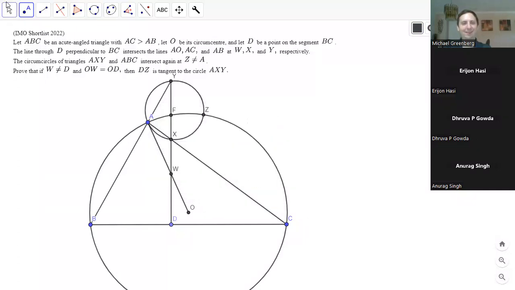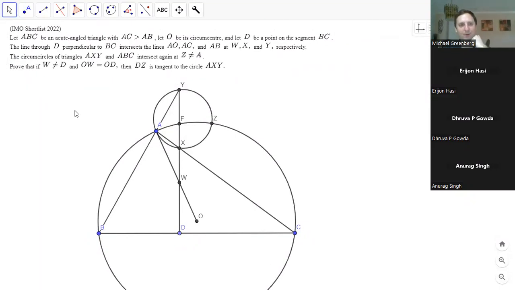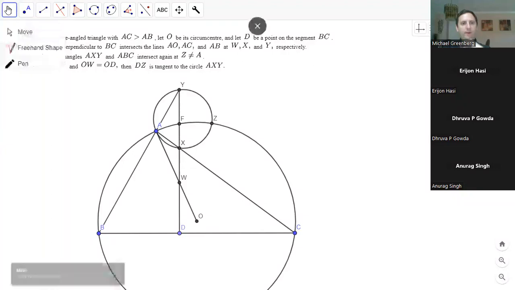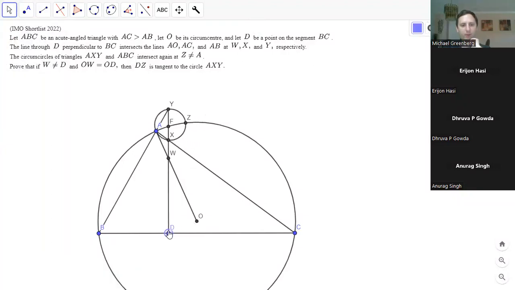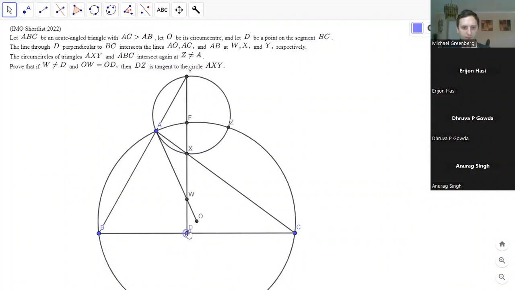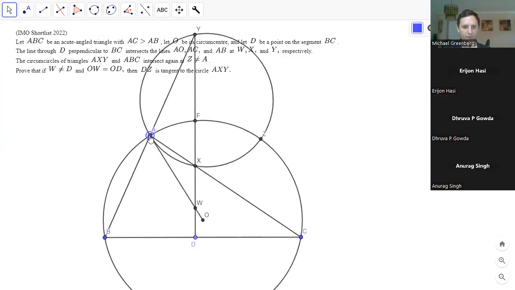My Olympiad experience is coming into play. So prove that if W is not D and OW equals OD. Okay, so it's like a conditional statement. We need OW equals OD. I did not expect it would want that. Okay, so we need OW equals OD.